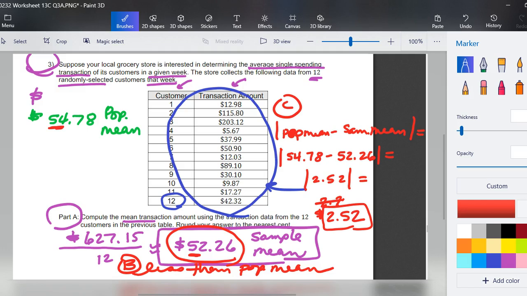Go on to question 4. If you haven't already worked it, go ahead and hit pause, work on question 4, and I'll see you back here in just a minute.